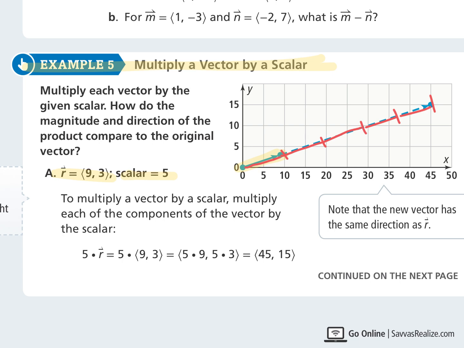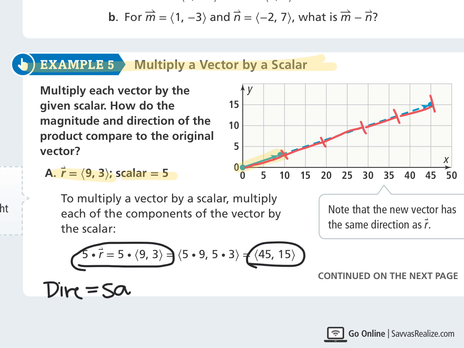So in your notes, go ahead and record for yourself: 5 times this vector is exactly what you would expect, just like with scalar multiplication of matrices. You just multiply the components. The direction you should expect to stay the same, but the magnitude is going to end up being 5 times the original magnitude. Okay, so let's look at another one.